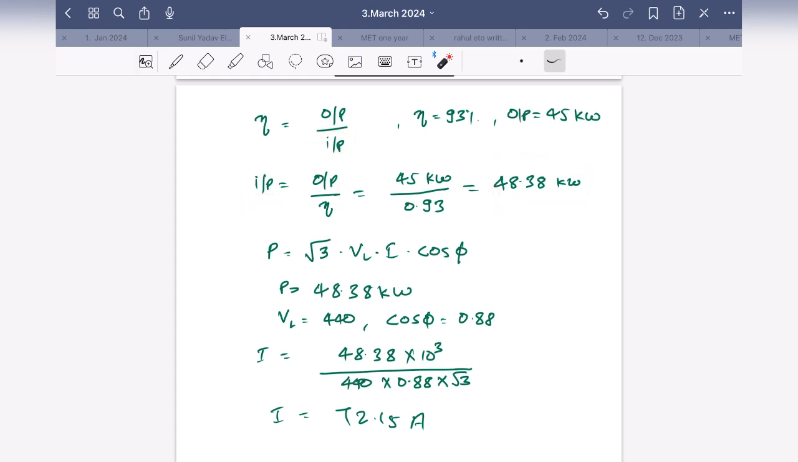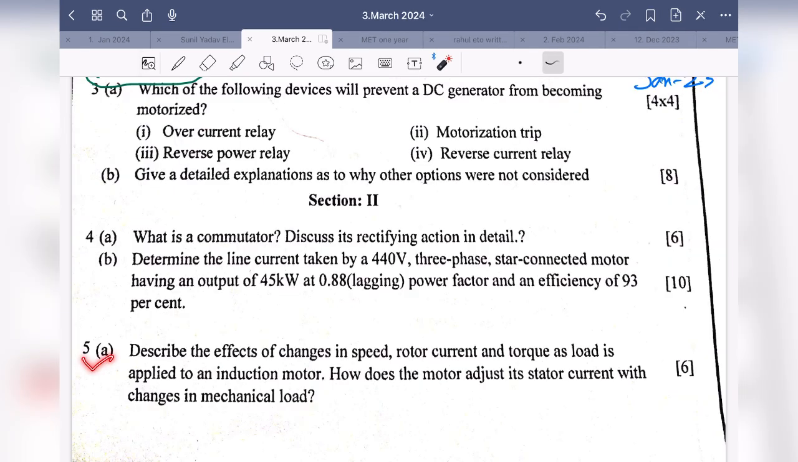Now they are asking what is the line current. So we know the formula for the power, P = root 3 into VL into I into cos phi. P we already know from here. We have line voltage 440 and cos phi, power factor, is given 0.88. So we can easily calculate the current I from here. We are getting 72.15 amps. Very simple question. Next question 5a.